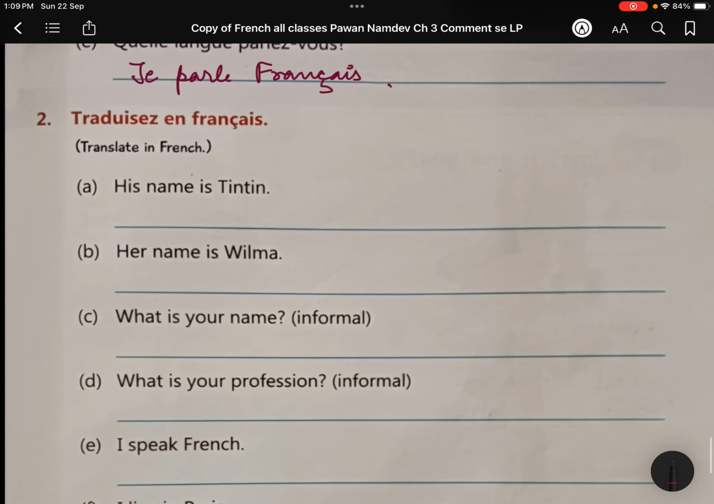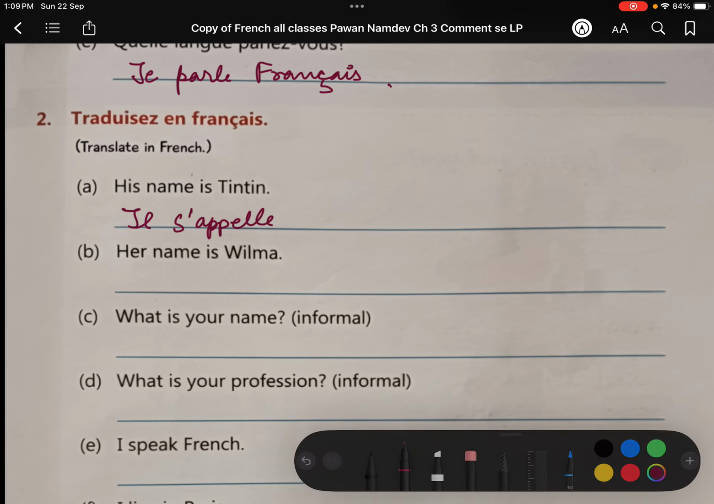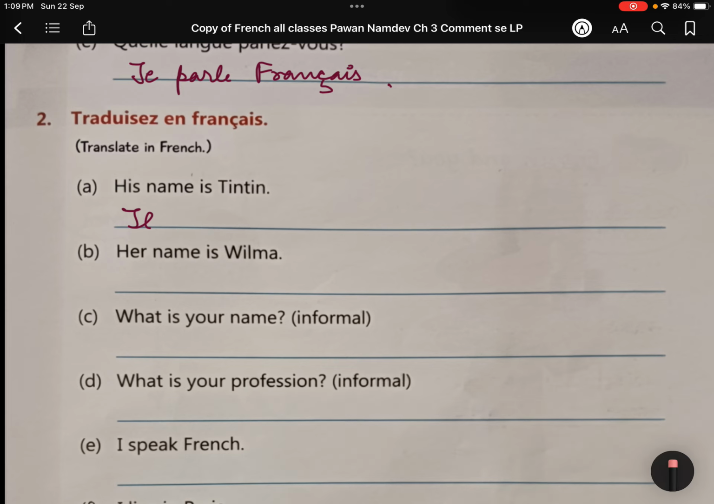Okay. His name is Tata. You have to just translate it. So his name is Tata. The literal translation for this would be he called himself Tata. So il s'appelle. All right. Let me just clear you once more.